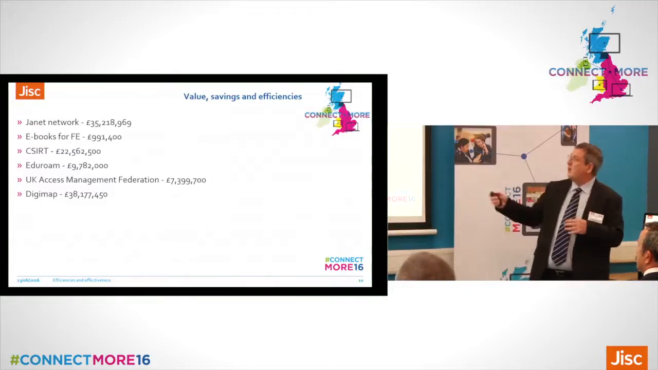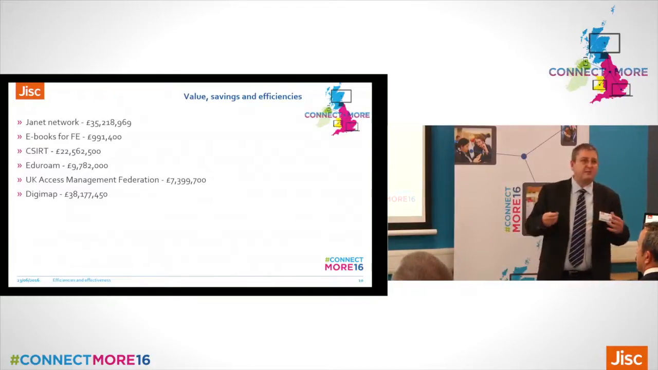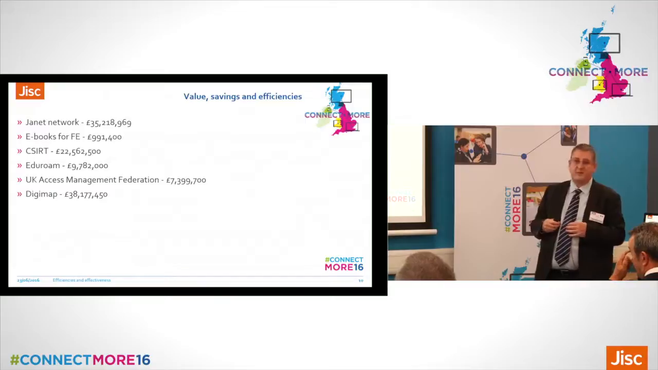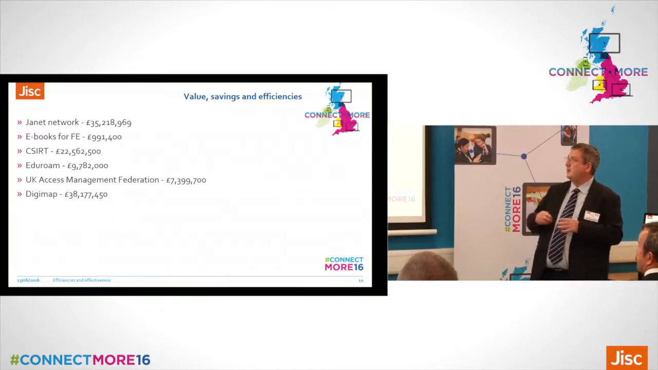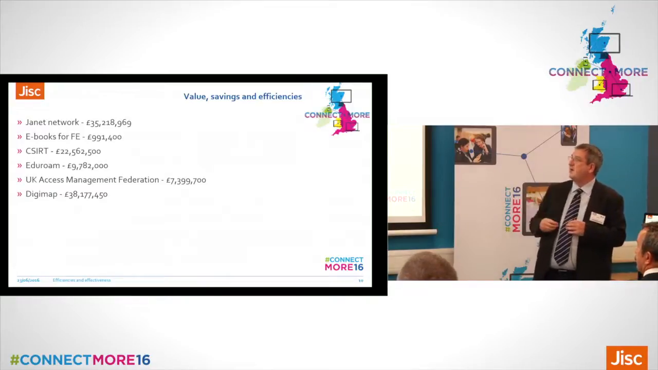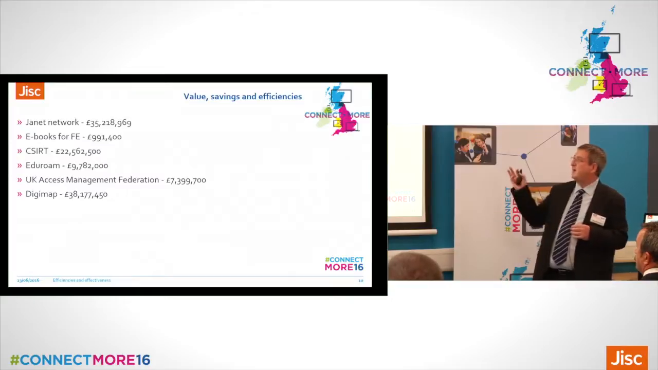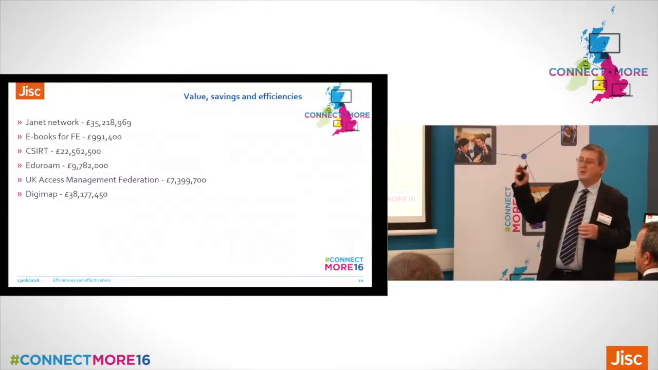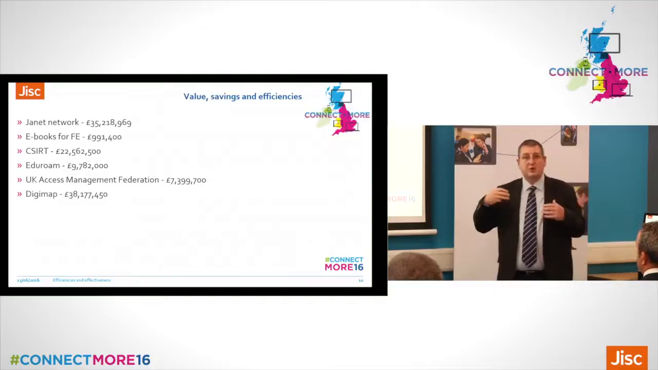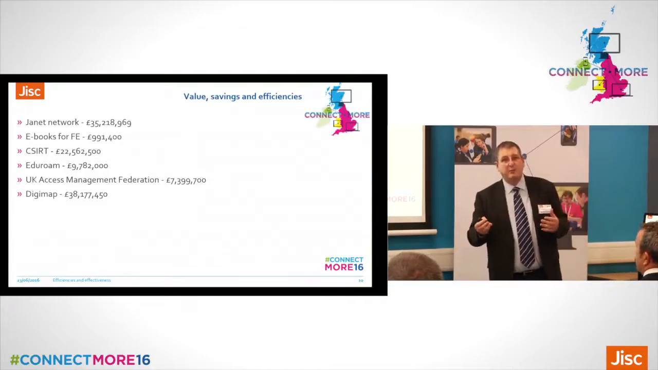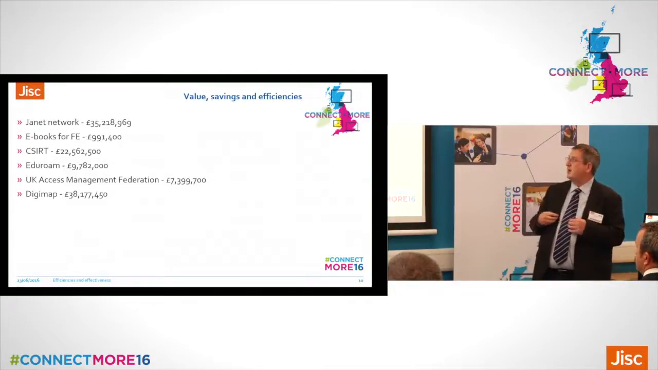Just some very quick overview figures of Janet and the value savings and efficiencies that we provide to the HE and FE sector. The Janet network, over £35 million. eBooks for FE, nearly £1 million. The CSIRT, which is the security that we provide for the network, so the thing that looks after the Janet network and your information and the data that you transfer, just short of £23 million.